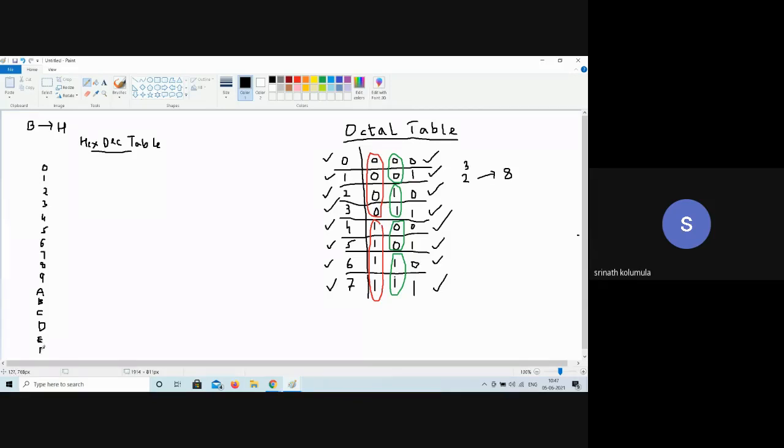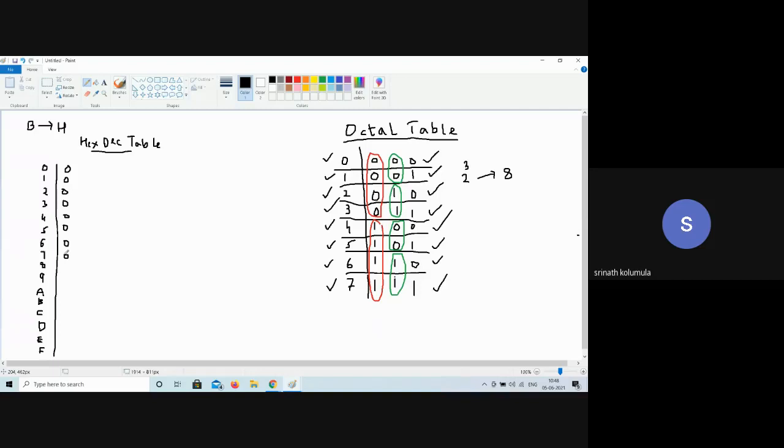Now tell me, total 16 values. So 16 by 2 is how much? 8. So the first 8 digits, you take zeros. So 0, 0, 0, 4 zeros, 5, 6, 7, 8. Up to here I have taken zeros.